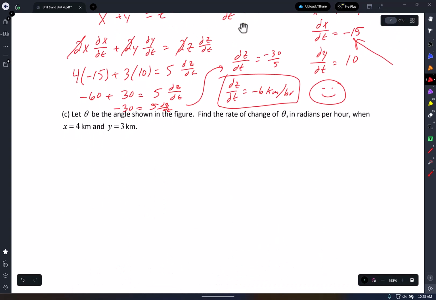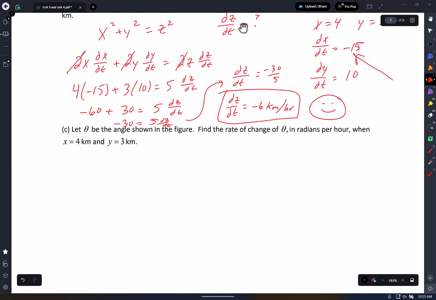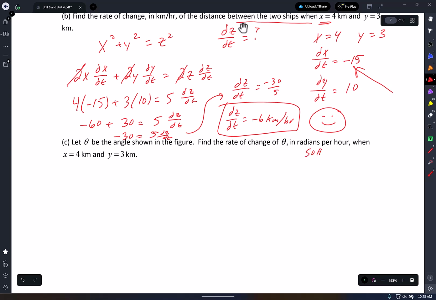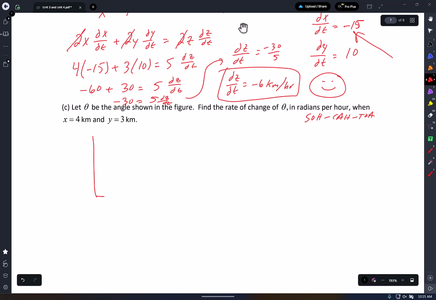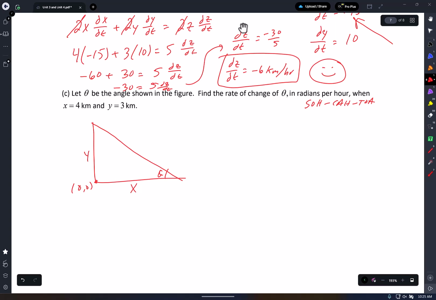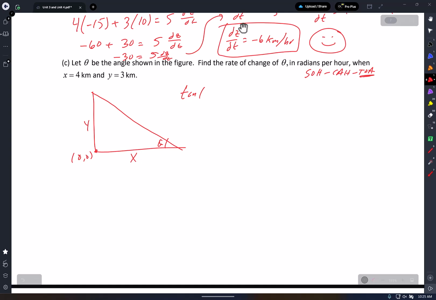Let theta be an angle shown in the figure. Find the rate of change of theta in radians per hour when x is 4, y is 3. Okay, so here's theta. We're looking for that. So make a relationship between theta, y, and x. So I'm going to write SOHCAHTOA. Let me go ahead and remake that grid. Here's theta. That point there is 0, 0. This is x. This is y. All right, SOHCAHTOA with respect to tan. So tangent of that angle is y over x.